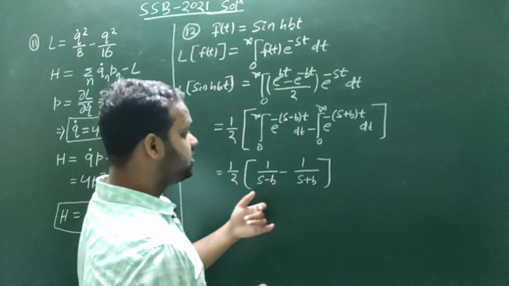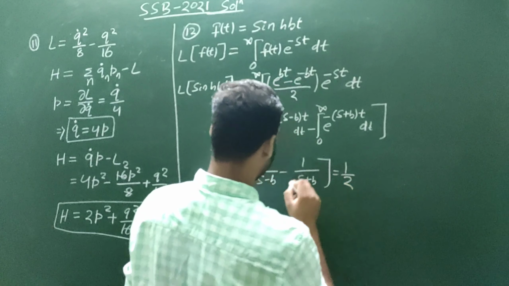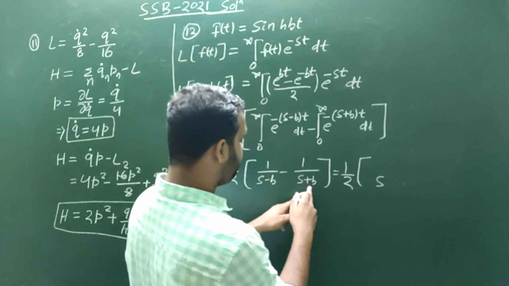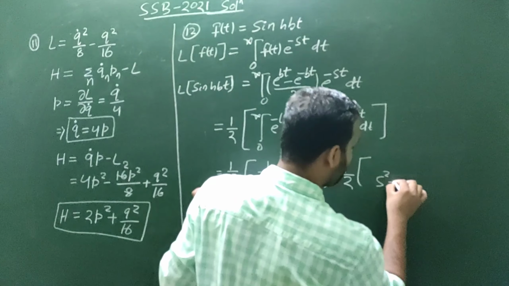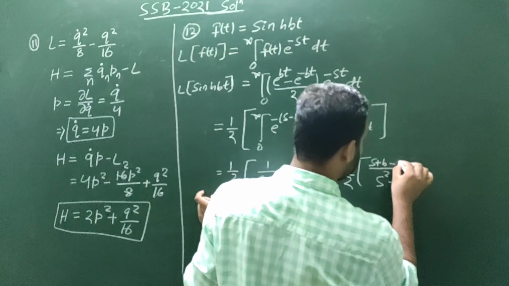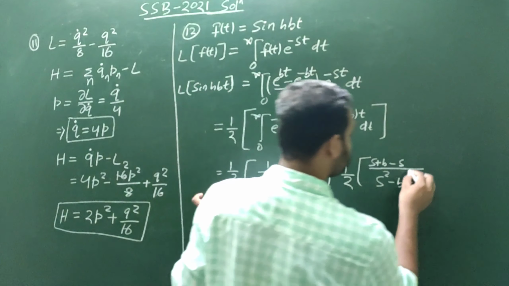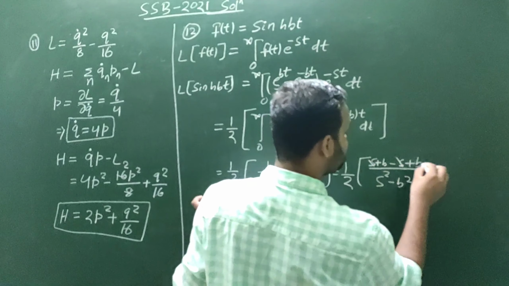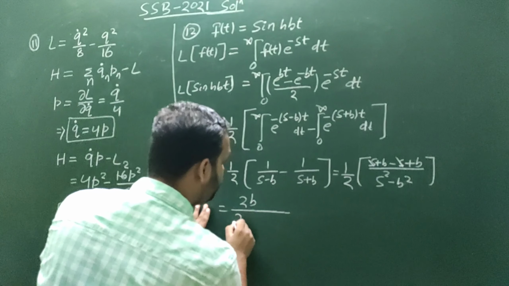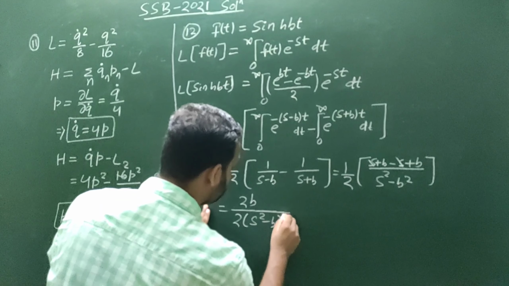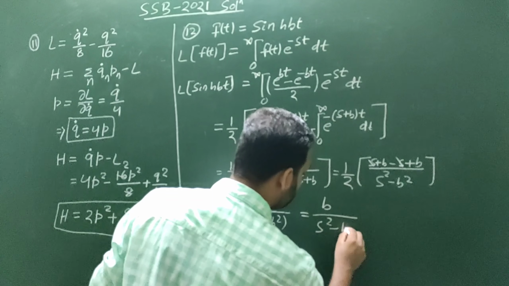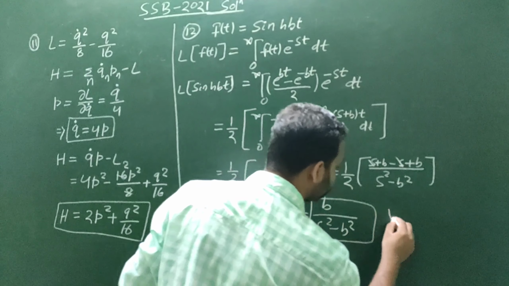And you have to do some calculations here. This will give you 1 by 2, and take the LCM. The denominator is s minus b into s plus b, which will be s square minus b square, and in the numerator s plus b minus s minus of minus b, that is plus b. So s gets cancelled and you will get 2b divided by 2 into s square minus b square. 2 gets cancelled and you get b divided by s square minus b square. This is the answer.